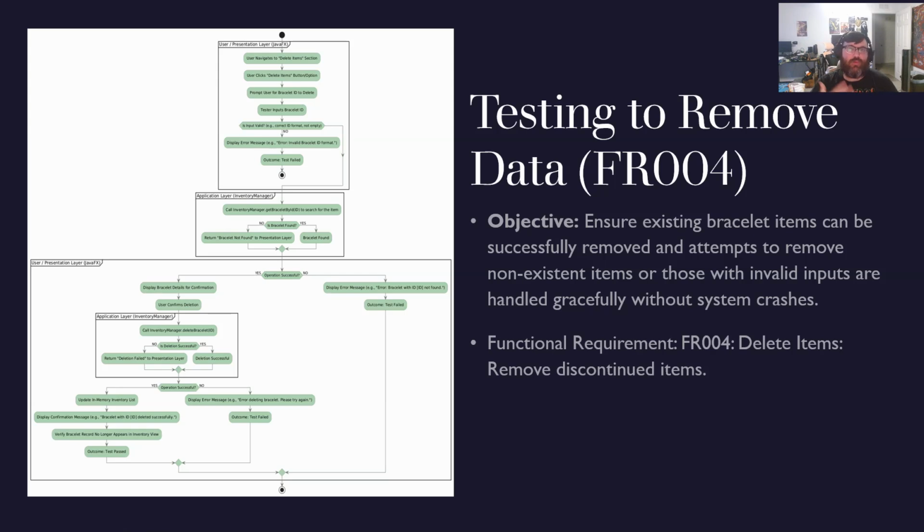But overall, we will always want to make sure that if there is an error deleting the bracelet, no matter what, we're going to let the user know. It's going to fail the test, but if it's successful, it should update the inventory list and give you a display confirmation, because like I said, I always want to confirm and be transparent about what is going on. Then we're going to verify that the bracelet's no longer in the inventory, and if it's no longer there, then the outcome of the test has passed, and that is the test for removing data.